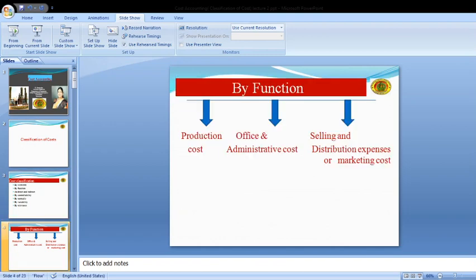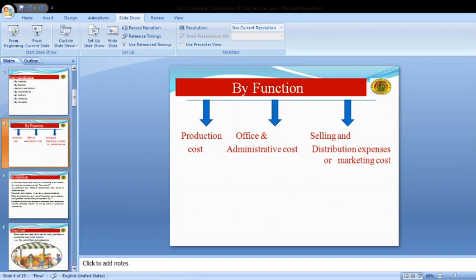Important business functions are production, administration, selling and distribution, research and development. The business is normally divided into units as per the functions. So the cost is also classified as per the function, like production cost, administration cost, marketing cost. Then there is another way of classifying the cost, that is direct and indirect.